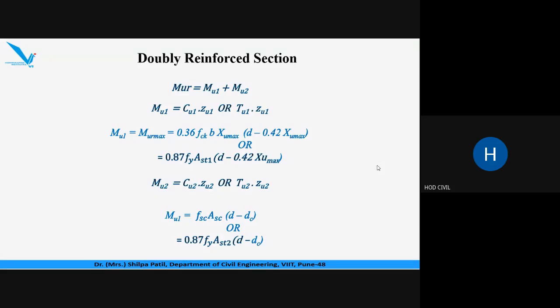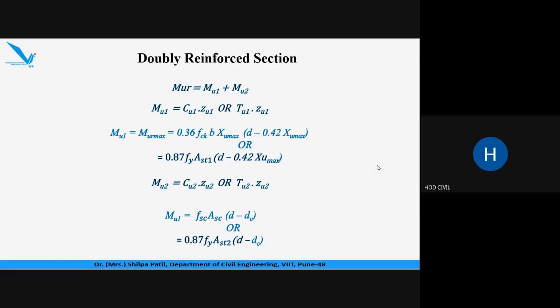Now MU1 is calculated as CU1 into ZU1 or TU1 into ZU1. That is the total force of compression into lever arm or total force of tension into lever arm. To calculate MU1, we consider it as MUR max, and we use this formula for MUR max: 0.36 FCK B XU into bracket D minus 0.42 XU max. That is CU into ZU, or we can use TU into ZU. When we use TU into ZU, we don't know what AST1 is, so obviously we have to use the first formula to find MU1.